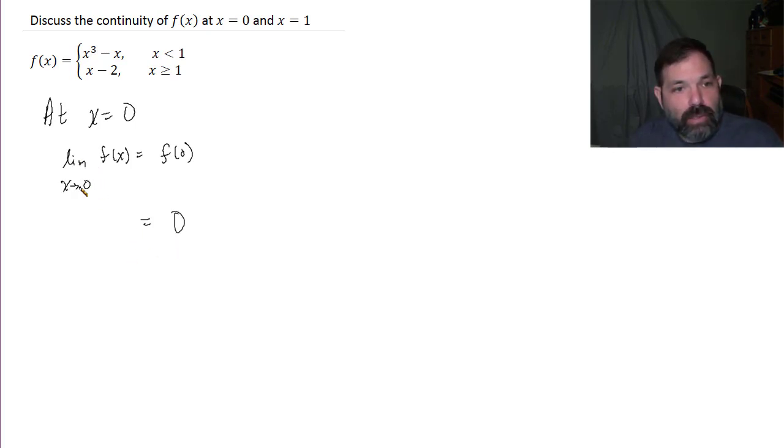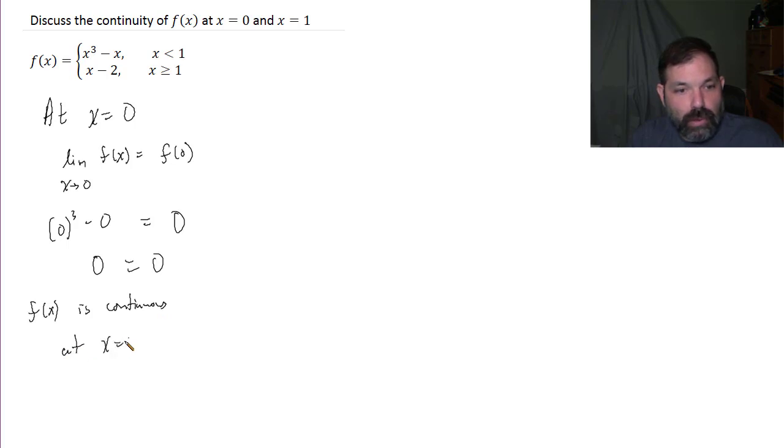Now the limit as x approaches 0 of f of x. Well, if x is 0, then x is less than 1, and so I have x cubed minus x, which is a polynomial function, and so I can evaluate the limit as simply being 0 cubed minus 0, which is 0. So 0 equals 0, and so what I can say is the function is continuous at x equals 0.